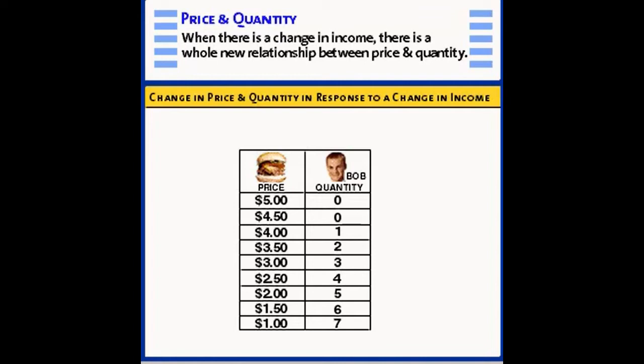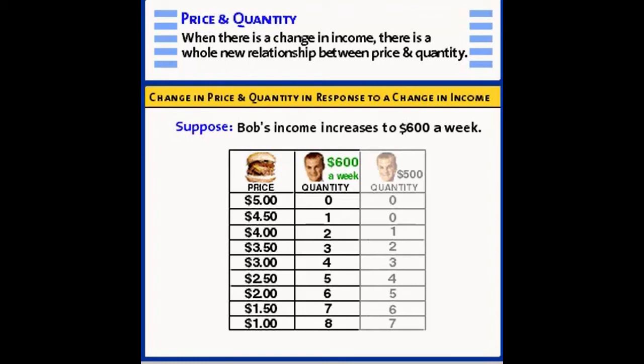Let's suppose that Bob's income goes up to $600 a week. If it does, we might expect that Bob would spend more money on hamburgers than before. Let me replace the old set of numbers with the new set. This is Bob's behavior when the income that he earns goes up to $600 per week.